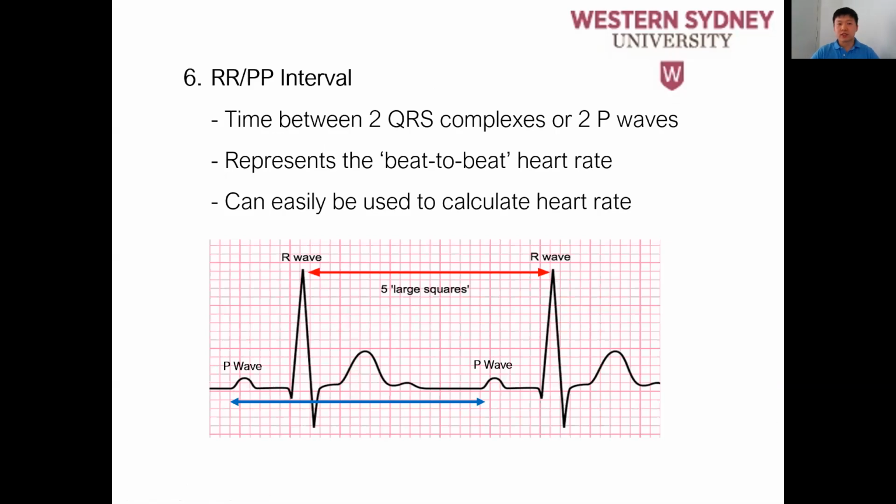The next interval is the RR interval, or the PP interval. This is the time between 2 QRS complexes or 2 P waves. And this represents the beat-to-beat heart rate. And either interval can be easily used to calculate the actual heart rate as well. And I'll show you what I mean.